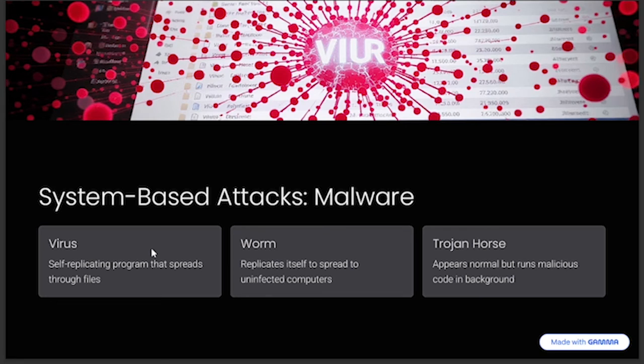The worm is also a malware whose primary function is to replicate itself to spread to uninfected computers. It works the same as a virus, but worms often originate from email attachments that appear to be from a trusted sender.